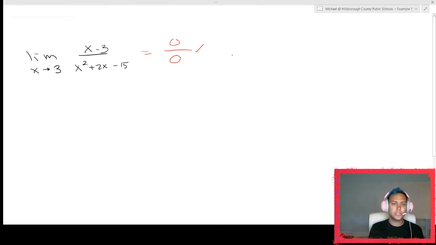In this case, I'm just going to try to factor. So if I factor the top, I can't do anything. It's just x minus 3, right? Look on the bottom. Is there any GCFs? No. So then let's try using our trinomial factoring. So x squared will factor into x and x.